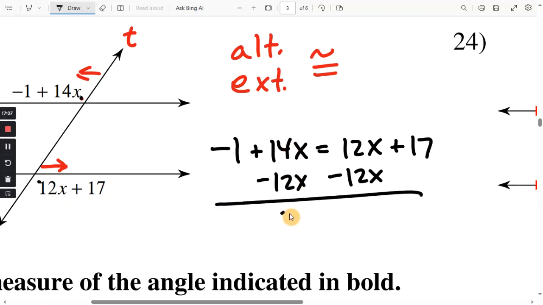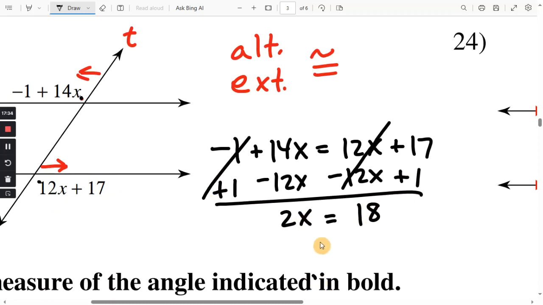14x minus 12x is 2x, and we still have x. Bring down the equal sign. 12x minus 12x is gone. Okay, since my x's are on the left, I want the numbers on the right. The opposite of negative 1 is positive 1. You do the same to both sides. This cancels here, and 17 plus 1 is 18. All right, this is x times 2. The opposite of times 2 is divided by 2. And 18 divided by 2 is just 9. So that's your x.